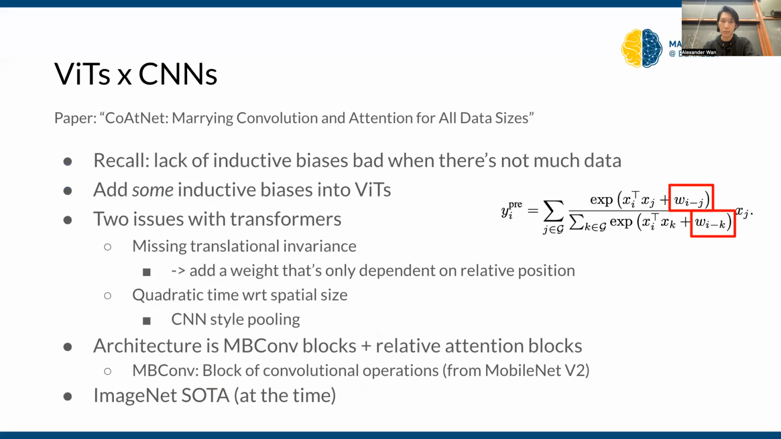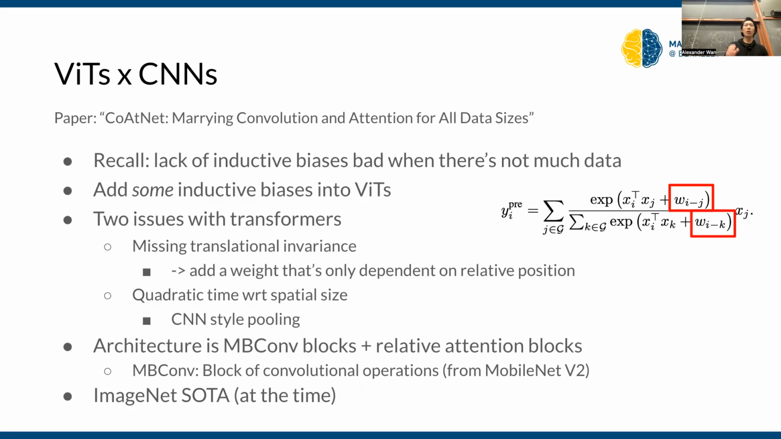Yeah, so as the last thing, vision transformers and CNNs. This is a sort of hybrid architecture between those two. Recall that the lack of inductive biases is bad if there's not enough data, right? Often you want to train a model, but you don't have access to a 3 billion size data set. So the solution would be to add some inductive biases into vision transformers.